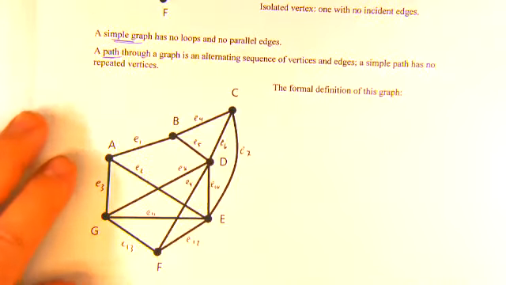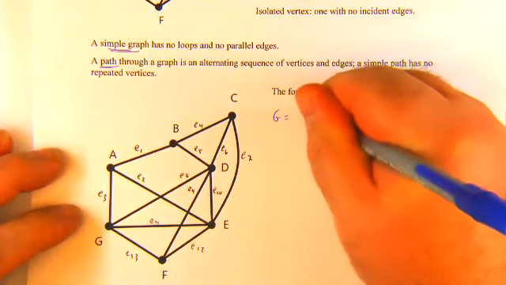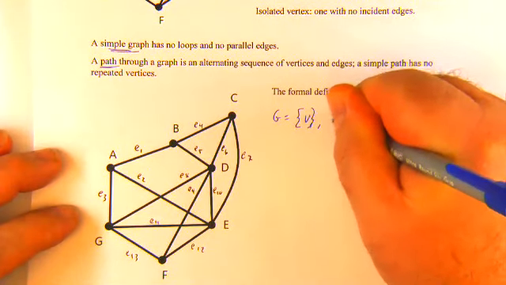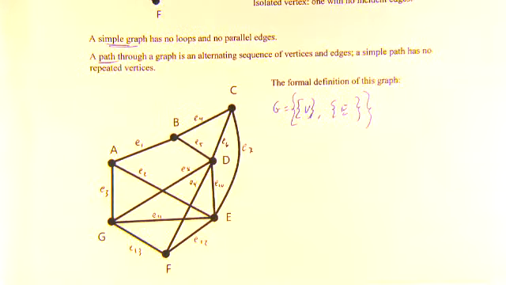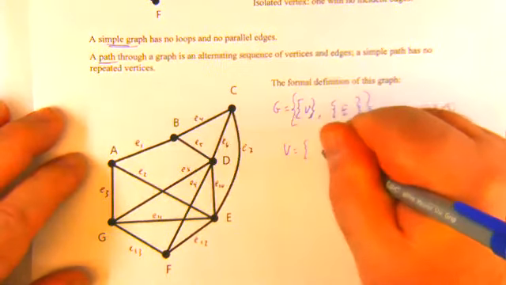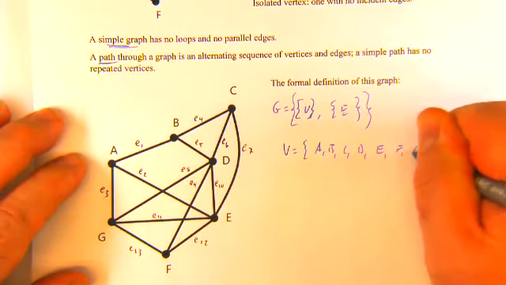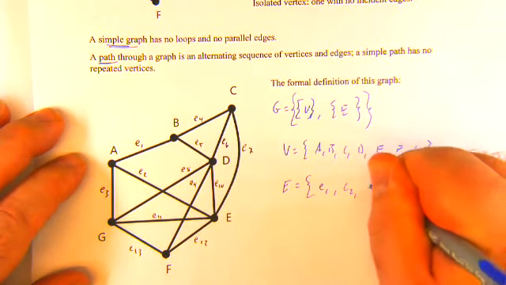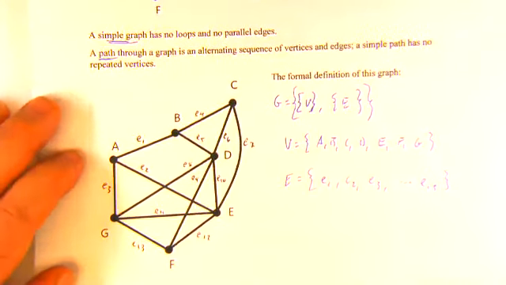So the formal definition of a graph is two sets. This is the formal definition of a graph. It's just a list of the vertices and a list of the edges. So V here is A, B, C, D, F, G. And E is the set of edges. So E1, E2, E3, dot, dot, dot. I think there's 13 in this graph here.